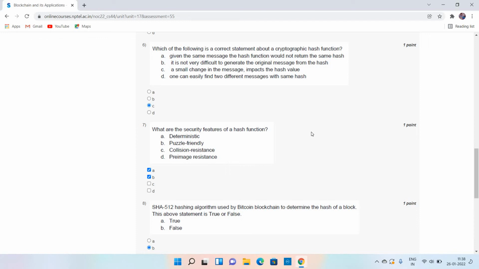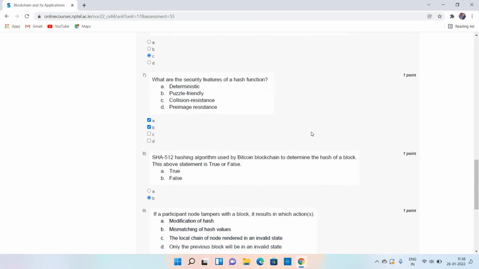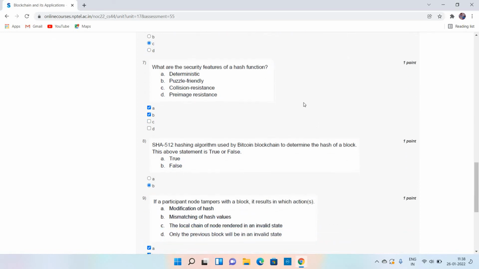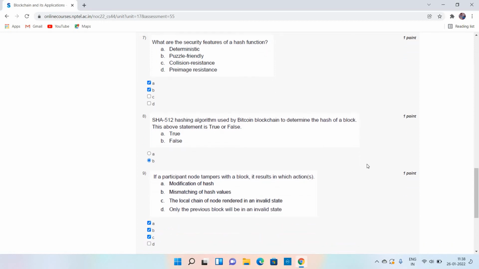And coming to the seventh one, what are the security features of the hash function? Those are deterministic, puzzle friendly. Now coming to the eighth one, the SHA-512 hashing algorithm is used by the Bitcoin blockchain to determine the hash of a block. So it is false. Actually, the SHA-256 hashing algorithm is used. So this is the false answer.